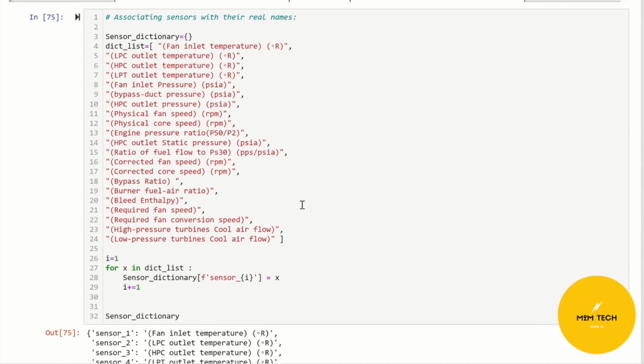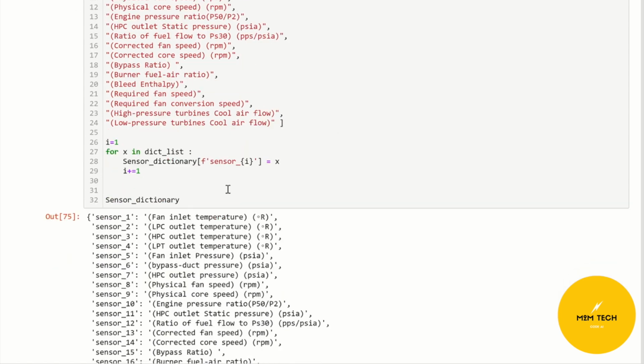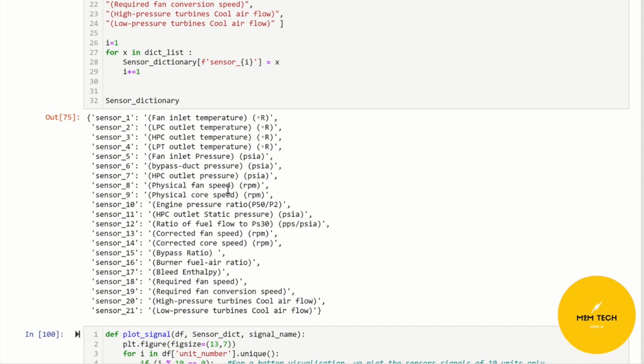And we don't have the real names of these sensors or the operational settings. So from the literature, I got these names, the real names, so that we have a clear indication of what these sensors mean.